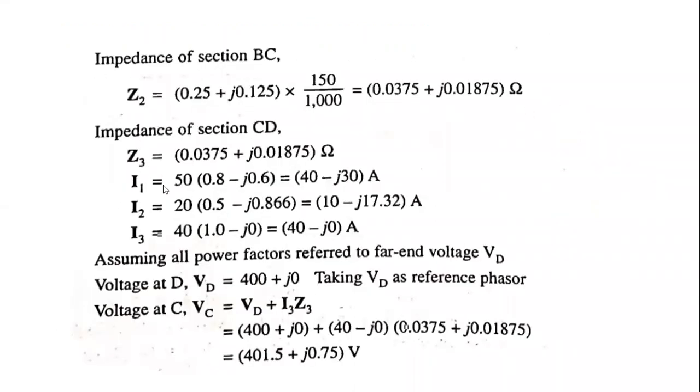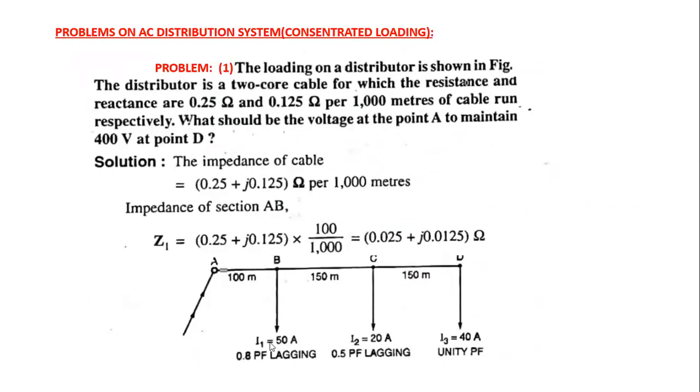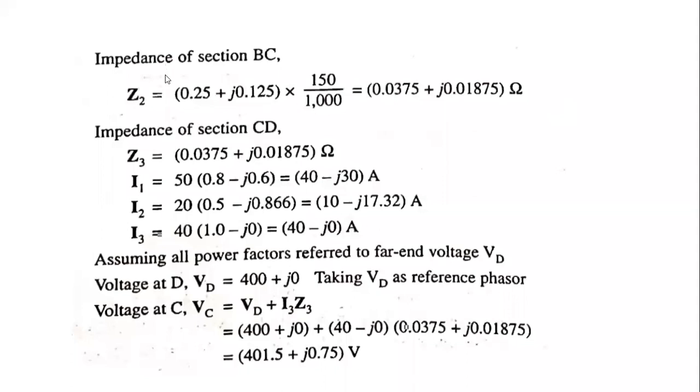Next, we calculate the various currents at various sections. That is the IAB section, next the IBC section, next the ICD section. What is the current at AB? Say I1 current, that is 50 amperes. Therefore, 50 into cos φ1 minus j sin φ1.